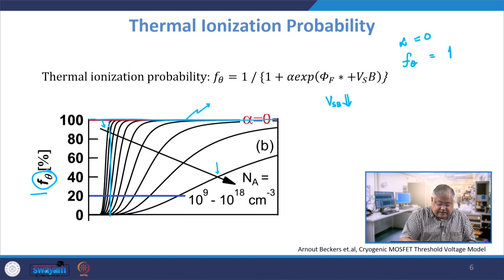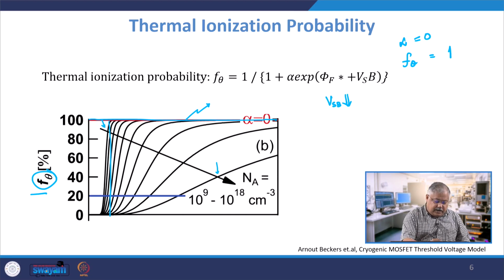As you can see, as the Na value goes on increasing, the f theta value goes on decreasing. Quite interesting. For a fixed value of VSB, as the acceptor ion concentration Na goes on increasing from 10 to the power 9 to 10 to the power 18, f theta decreases, which means the thermal ionization probability goes lower and lower for a higher and higher value of Na, and that is expected. Why? Because if you have a higher value of Na, the probability of incomplete ionization also becomes smaller and smaller, because most of the species will be able to contribute to the holes.